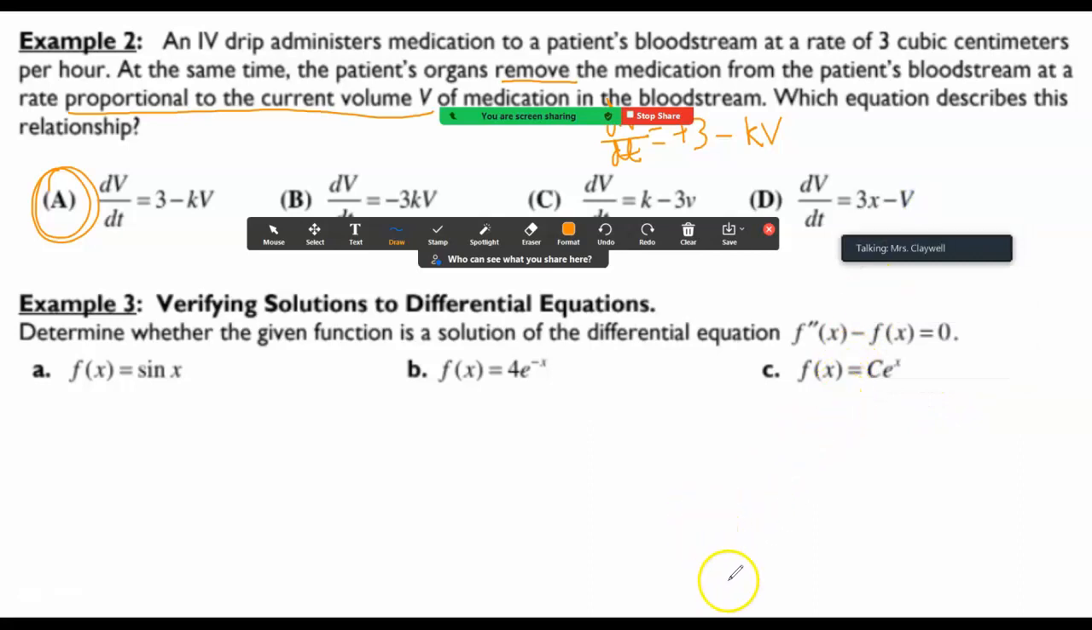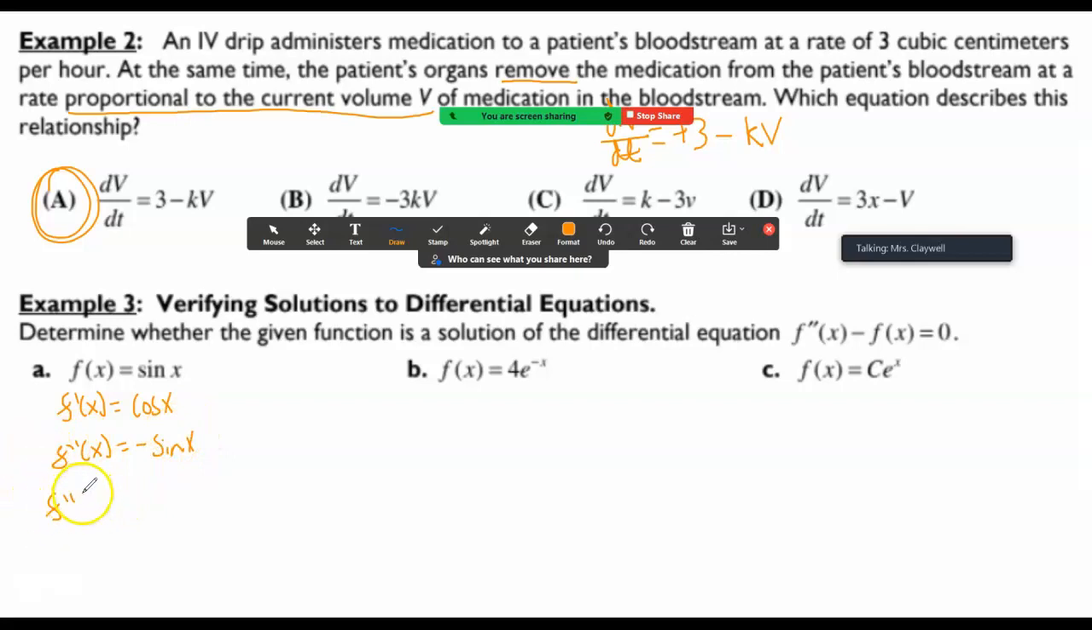Okay. For example 3, it's asking us to determine whether the function is a solution to the differential equation f double prime of x minus f of x equals 0. So all we do is let's find f double prime and subtract f double prime minus f. Derivative of sine is cosine. Derivative of cosine is negative sine.